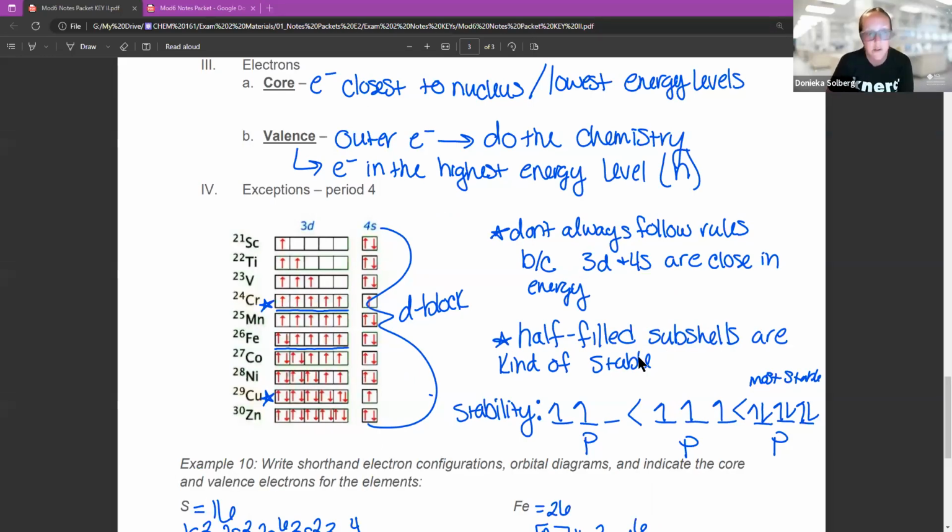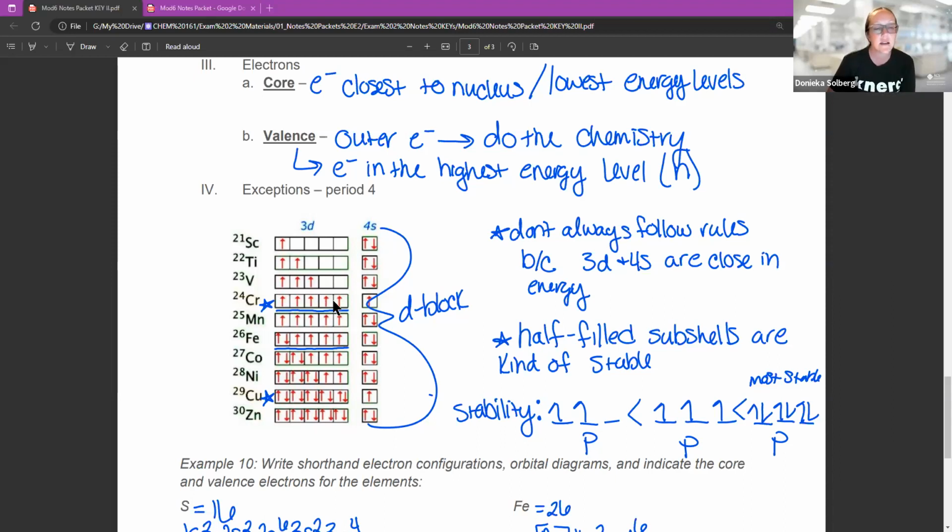And what I mean by half-filled is, if you have 5 boxes, so in a d orbital where you have 5 boxes, if you have a single electron in each one, it's actually a little bit more stable than any other combination, except for completely full. Completely full, like copper, is really stable. Half-filled is kind of stable. And anything in between is not that stable. Any that has 1 in each is going to be more stable, and anything with 2 in each is going to be the most stable.